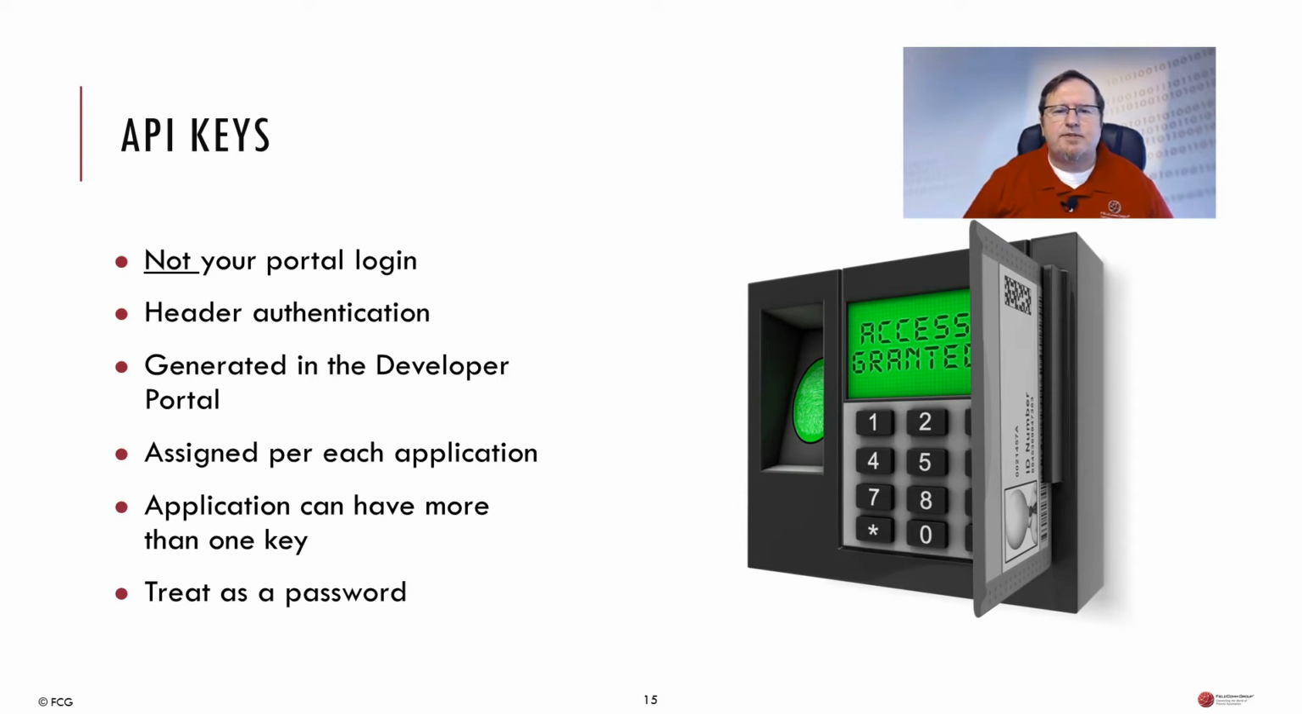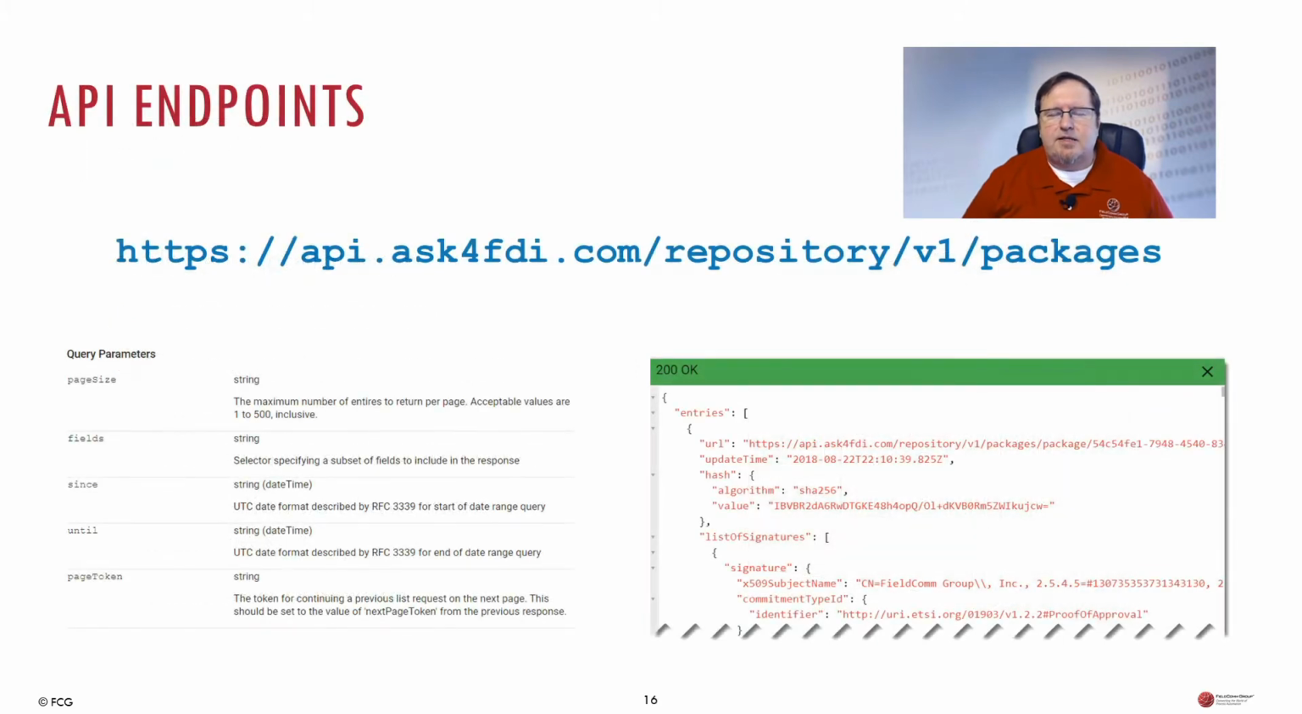So what are these endpoints? Again, we're going to let Donnie show it off in better examples, but I just want to give you a little bit of a preview. The endpoint here is api.askforfdi.com/repository/v1/packages. This is an example of an API call.